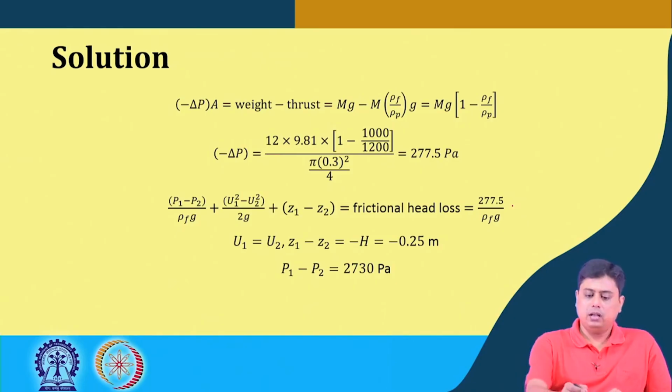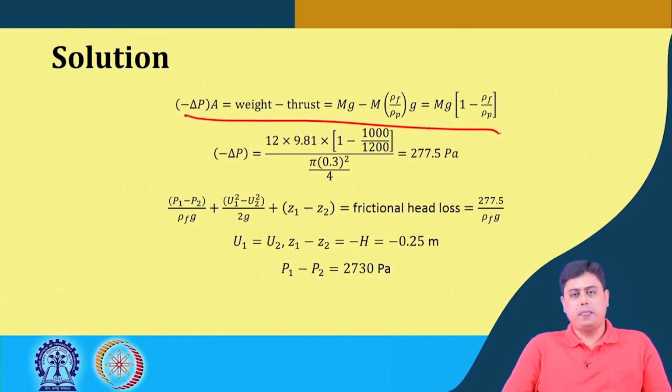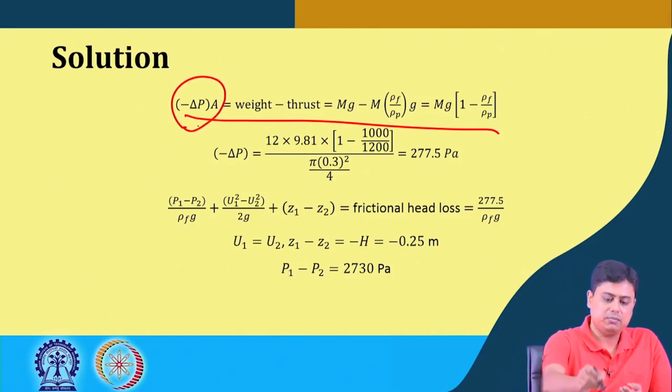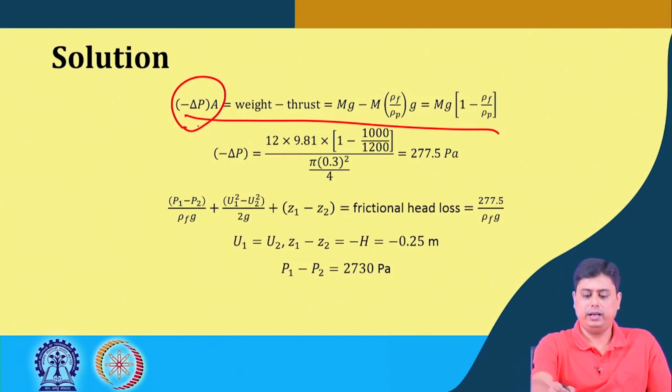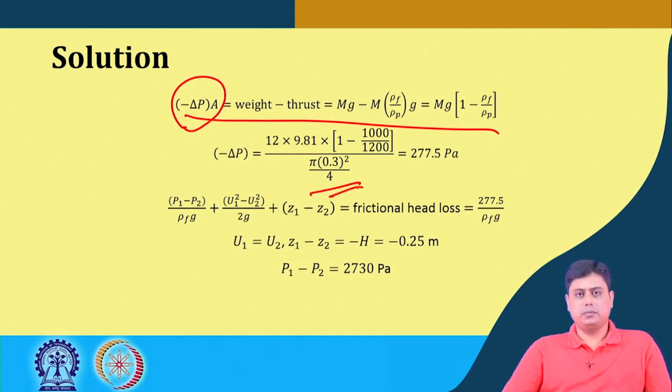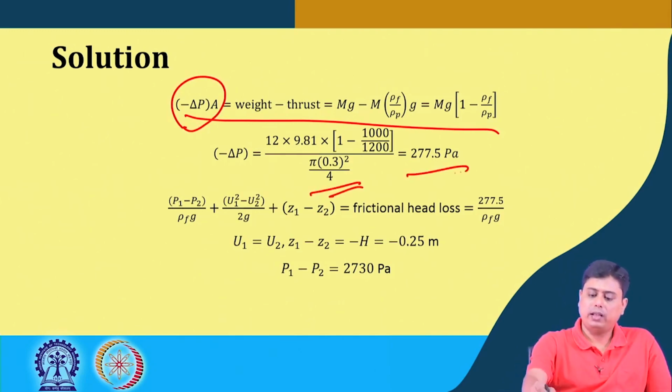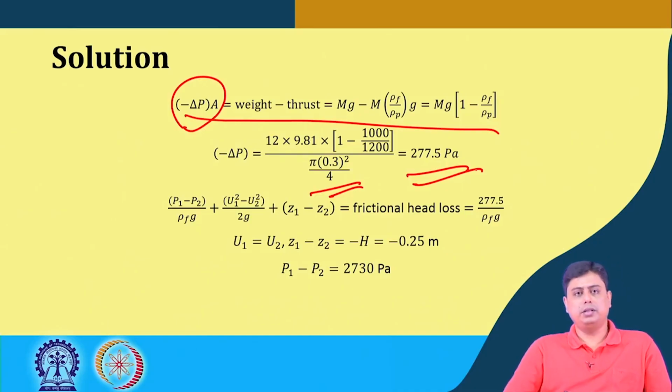So, again, the pressure drop in the bed we can find out by such an expression that we have done in the first problem: the weight minus the upthrust divided by the cross sectional area. Here the cross sectional area is multiplied here itself, and this is the expression. So we find out the frictional pressure drop.